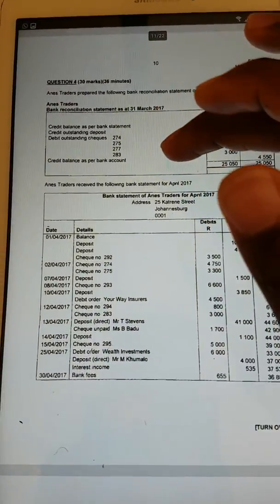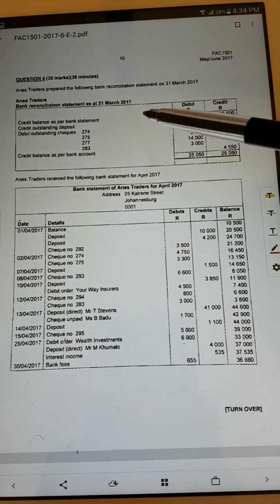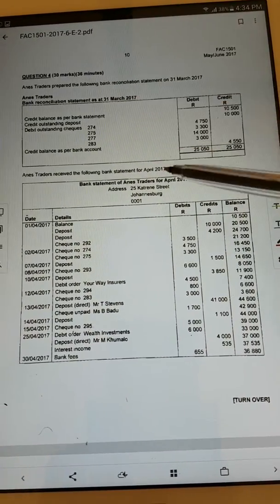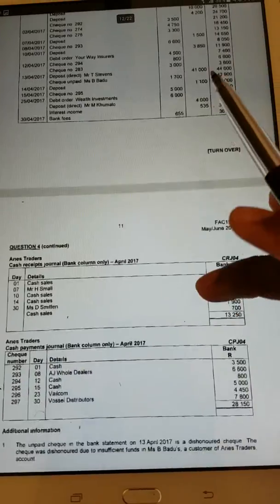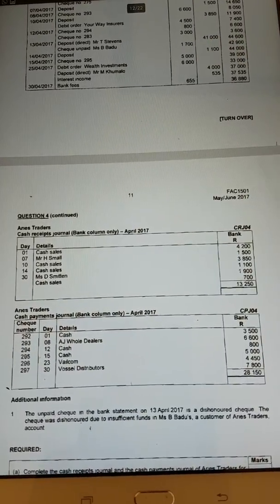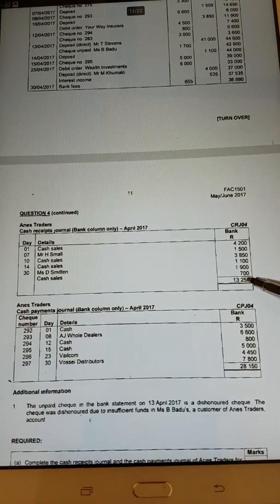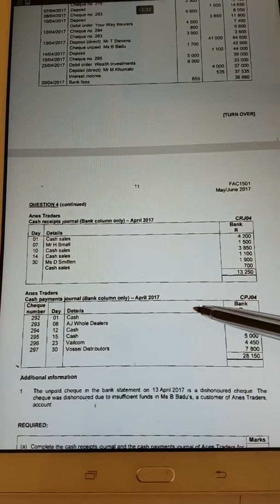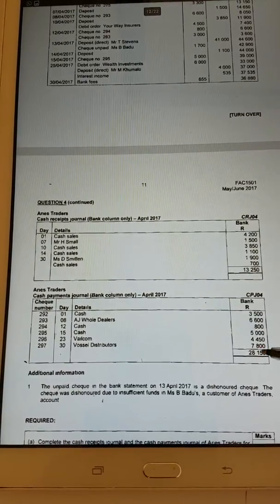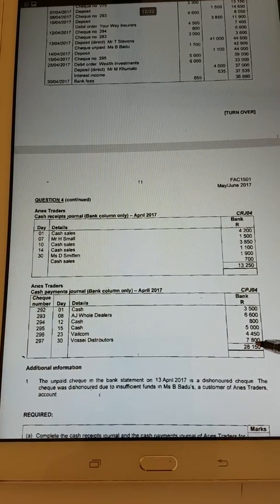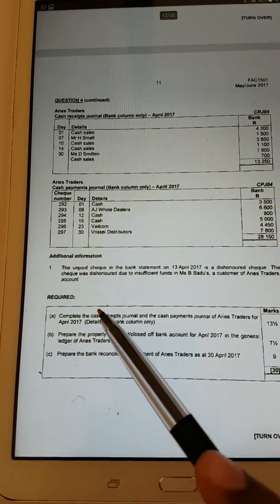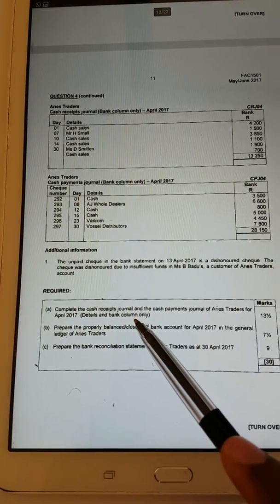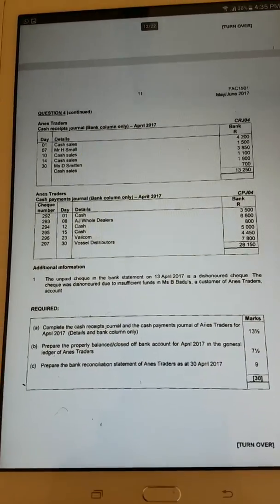Here we have the bank reconciliation for the previous month, which was March, and now this is the bank statement for April, and this is the cash receipt journal for April. And here we have the total cash receipt. Here's the cash payment journal for April. Here we have the total cash payment. And now the first question asks you to complete the cash receipt journal and the cash payment journal.